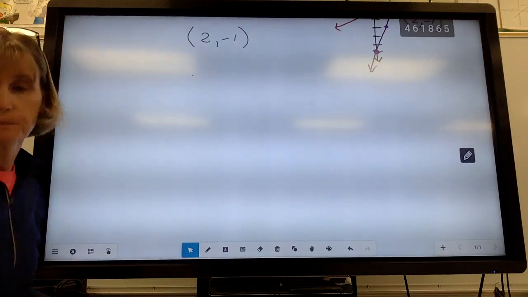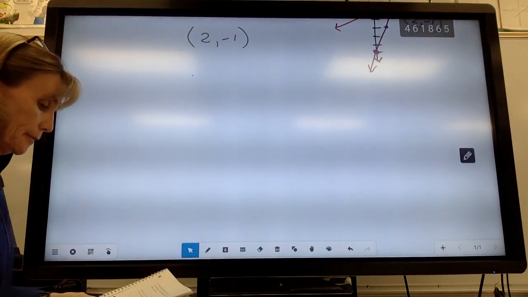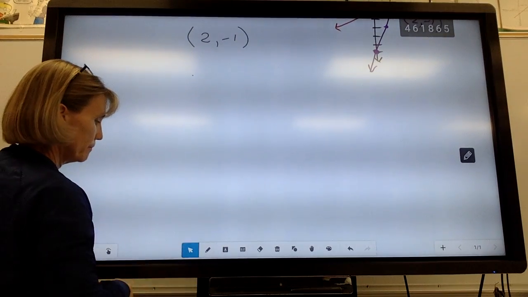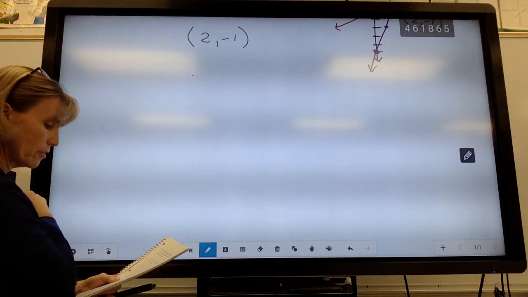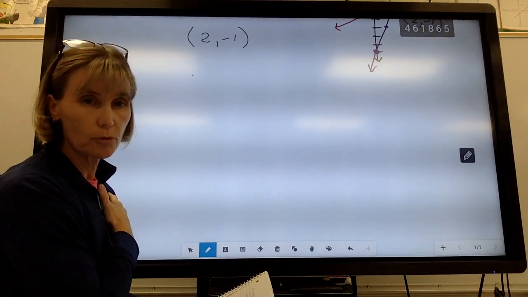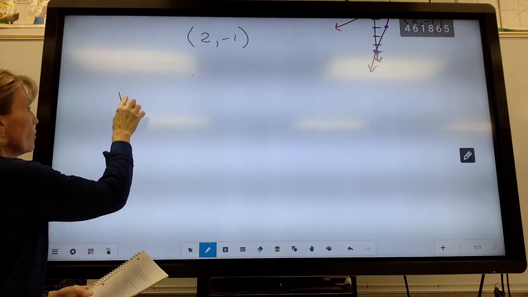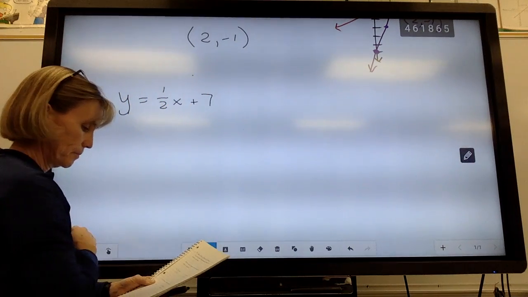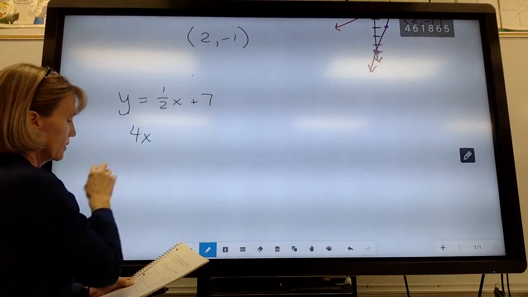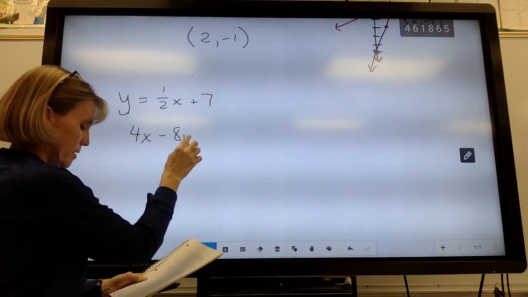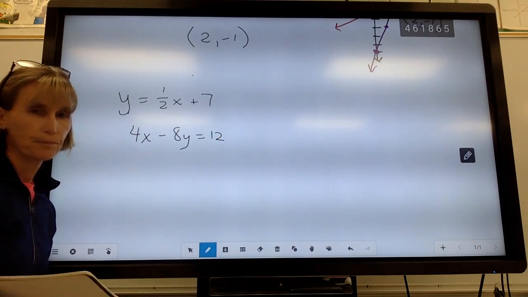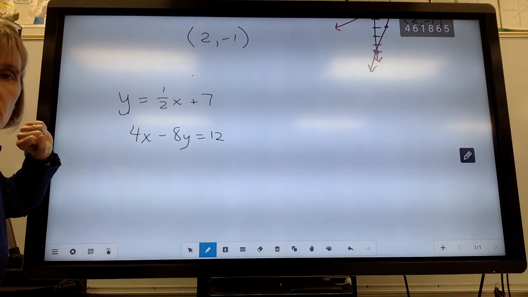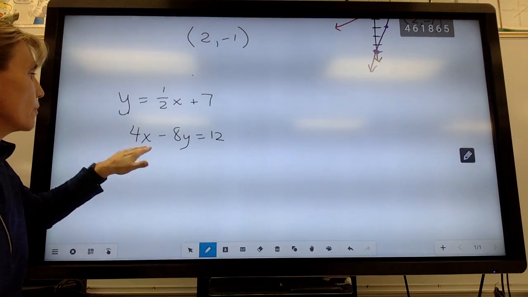Okay, let's try another one. I think that's pretty self-explanatory, so rather than doing those, there's a couple of unique situations that we're going to look at here. y equals 1/2 x plus 7, and I might have 4x minus 8y equals 12. Okay, when you get a system, you're not always going to have them in slope-intercept form. The top one is in slope-intercept form, but the bottom one is not.